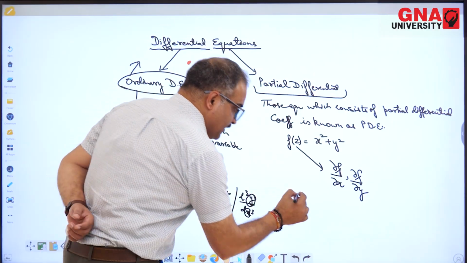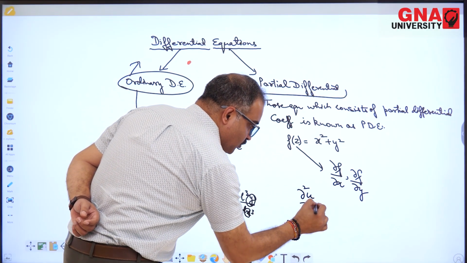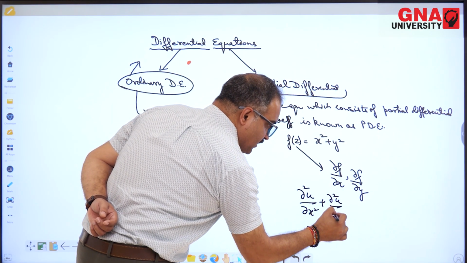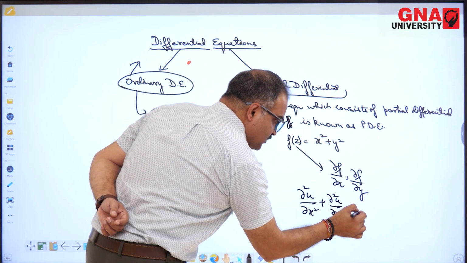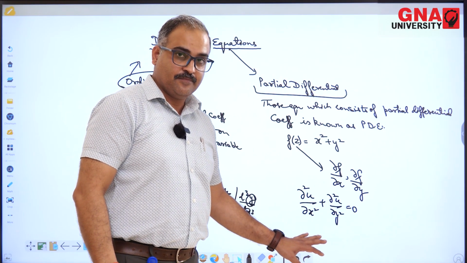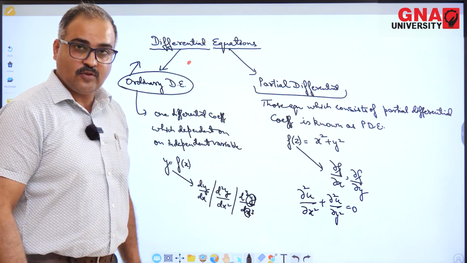For example, I am taking curly del u over curly del x square plus curly del u over curly del y square is equal to 0. Now this is a partial differential equation of second order. I think everything is clear to everyone.